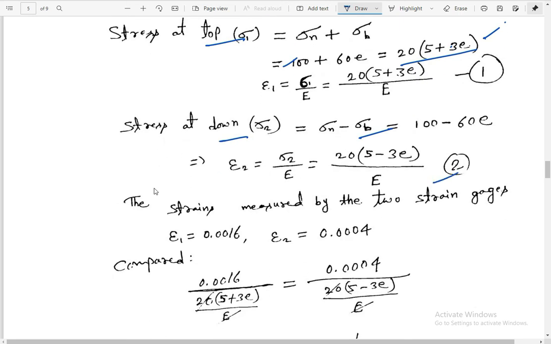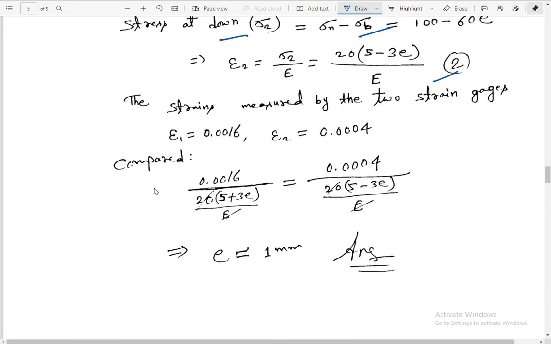The strain measured by the two strain gauges is given. Compared, we just divide E1 by sigma 1 equal to E2 by sigma 2, and then equate, then finally we will get E equal to 1 mm.